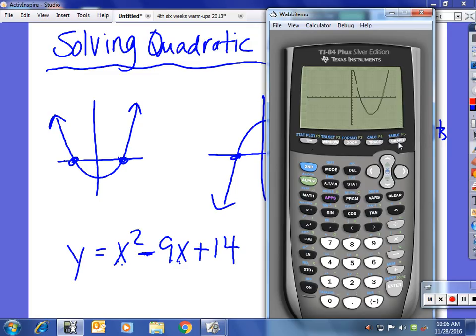And in fact, if we looked at the table of values, look at 2. What does 2 give us back? A 0. And look at 7. What does 7 give us back? 0. How do I get to the table of values? The table and the picture are the same exact key. If you just hit graph, it shows you a picture. If you hit second function and then the graph button, it shows you the table of values.